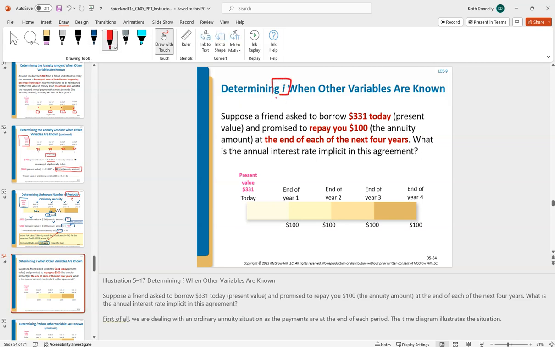Here, with an annuity, determining the interest. Suppose a friend asks to borrow $331 today, and they promise to repay you $100 over the next 4 years. What interest rate are you getting on this? If your friend comes up to you and is like, look, lend me $330, I'll pay you $100 over the next 4 years. You're trying to figure out, well, what's my return on this going to be?